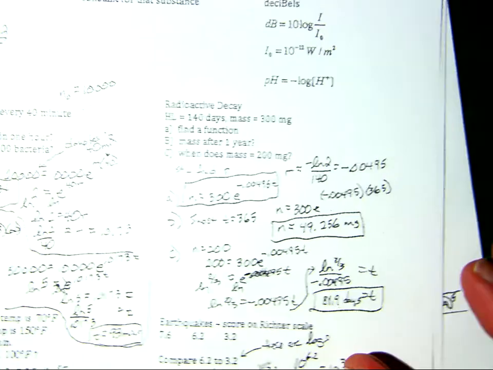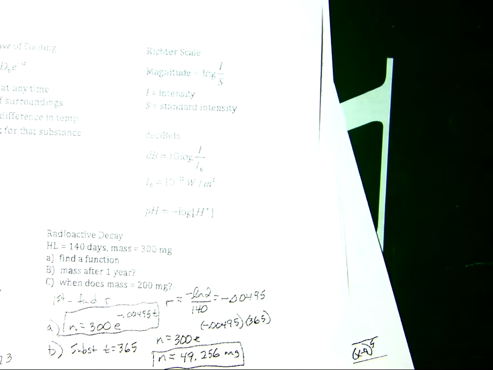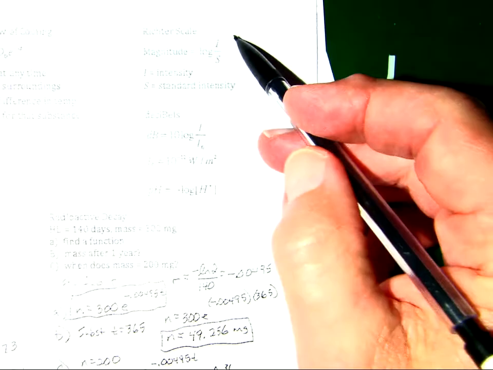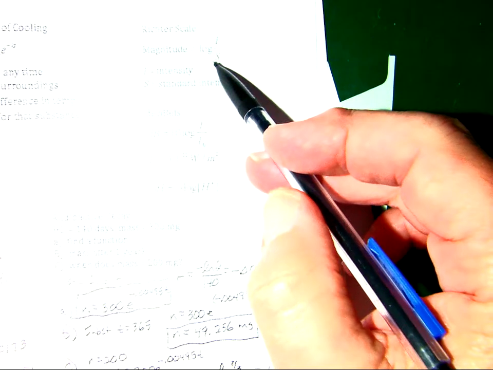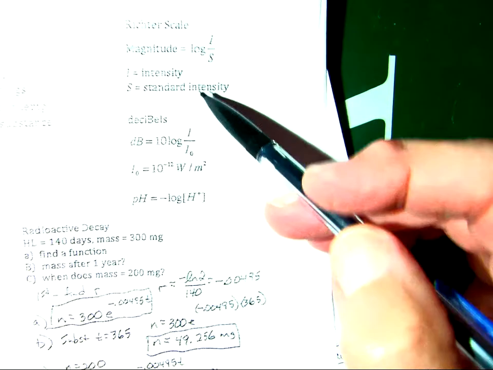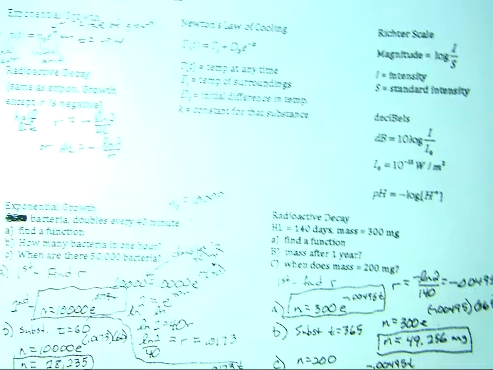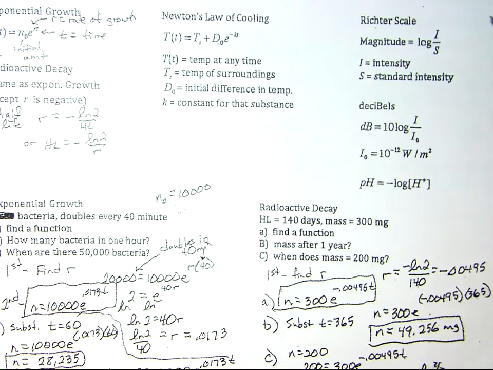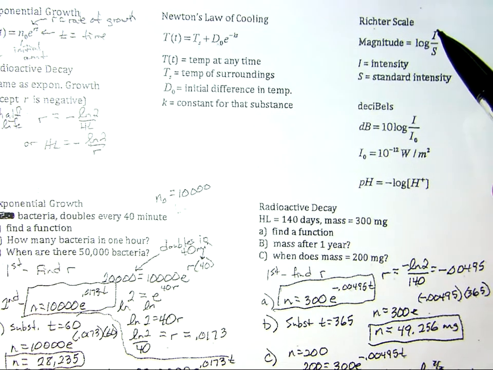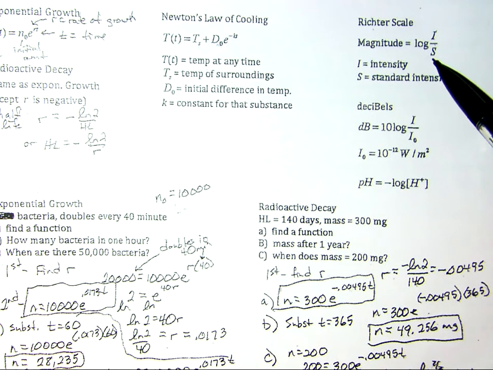All right. Then there are a lot of other things that are used with logs. One is the Richter scale. The magnitude of any earthquake is a log. When they tell you a number, that's a log. So that number is a log. You just take the intensity of the earthquake divided by a standard intensity.